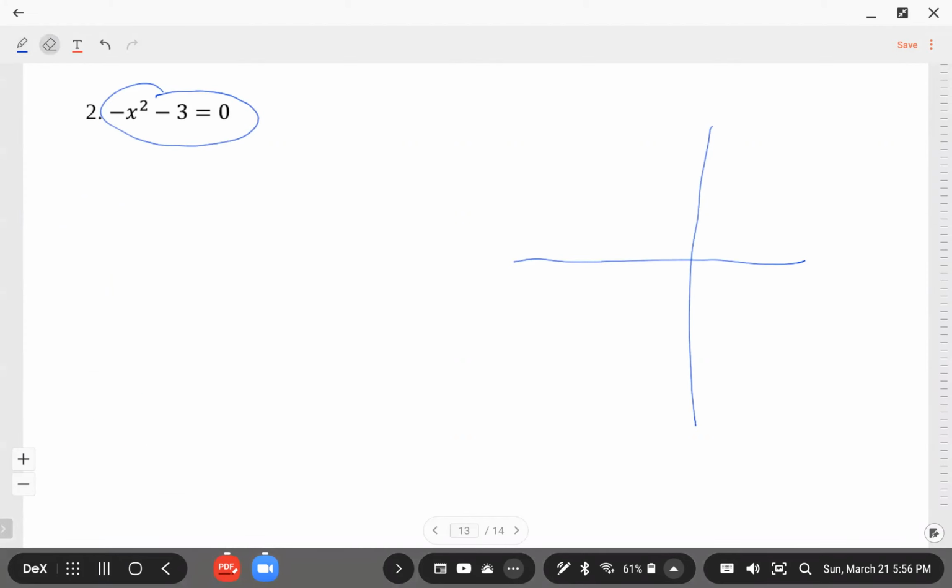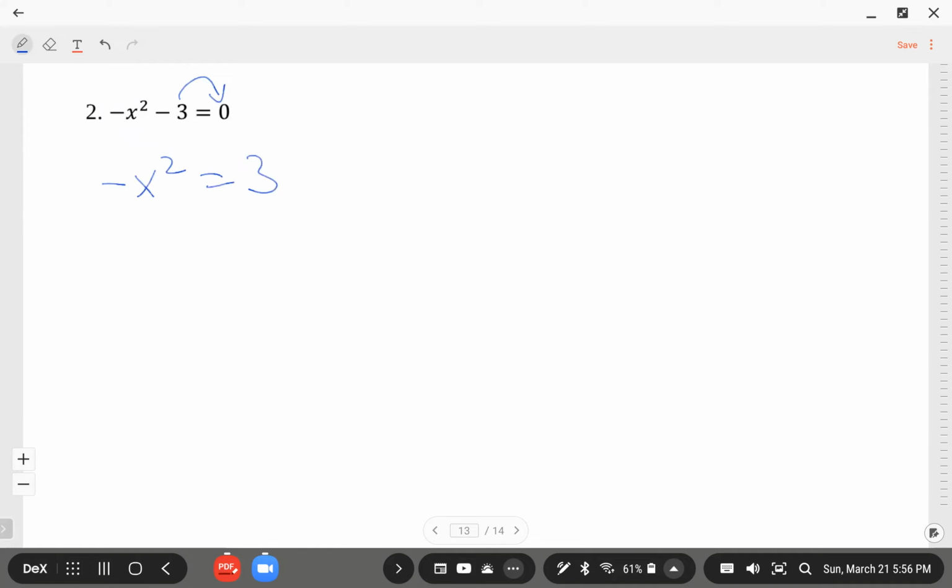See here, negative x squared. Let's just move 3 here. Negative x squared equals 3. There's a negative 1 here. Divide by that negative 1. X squared equals negative 3. You can't take the square root of a negative. It's going to be no solution.